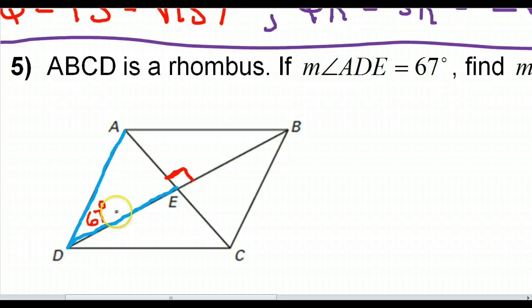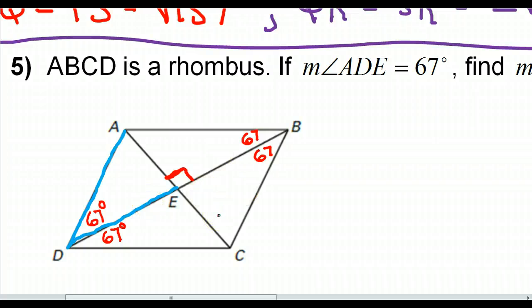67 degrees. Because a rhombus has symmetry both ways, both diagonals are lines of symmetry. That means if this is 67, then this will be 67 degrees. And it also has symmetry this way. So if this is 67, then this will be 67, and this will be 67. So in a rhombus, if you're given one angle, you really are given four angles.